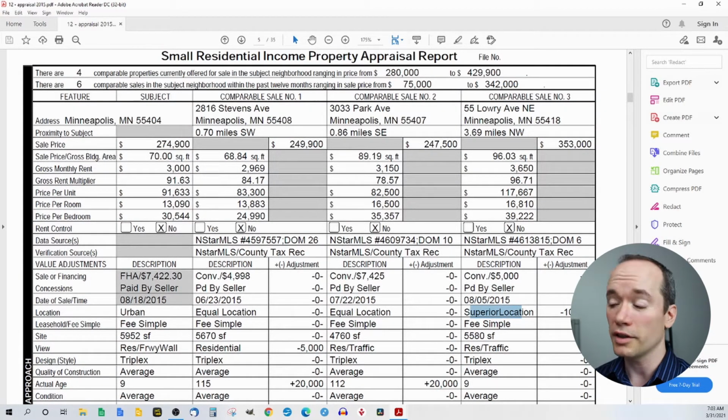And so the appraiser in this case makes an adjustment of $10,000 down from this sales price in order to make this location equal to the subject property. So that's our first adjustment.